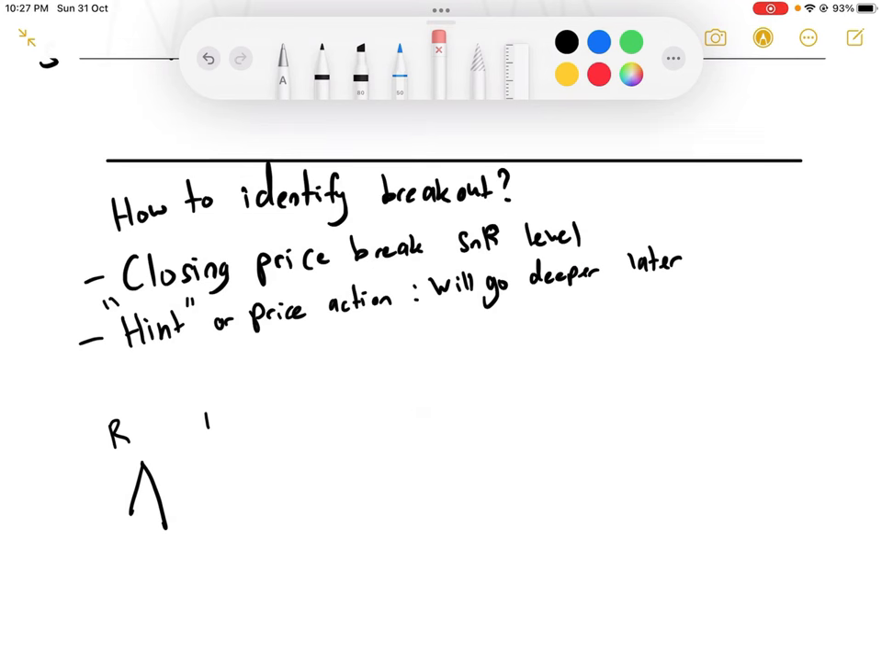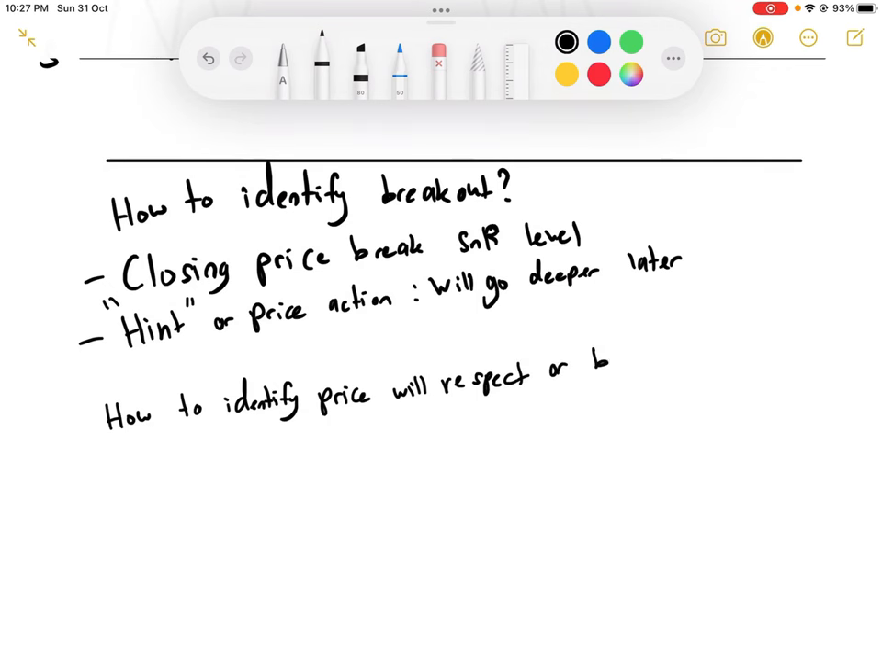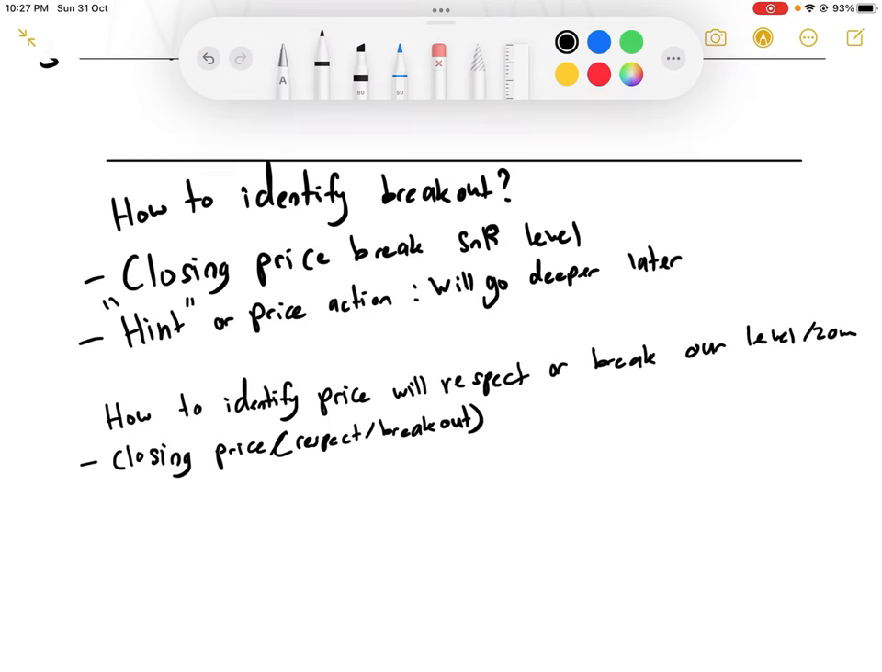But what we want is to identify how to identify whether price will respect or break our level or zone. The same goes for how we look at closing price, whether it respects or breaks our zone. The second one is hin. We'll go deeper later.